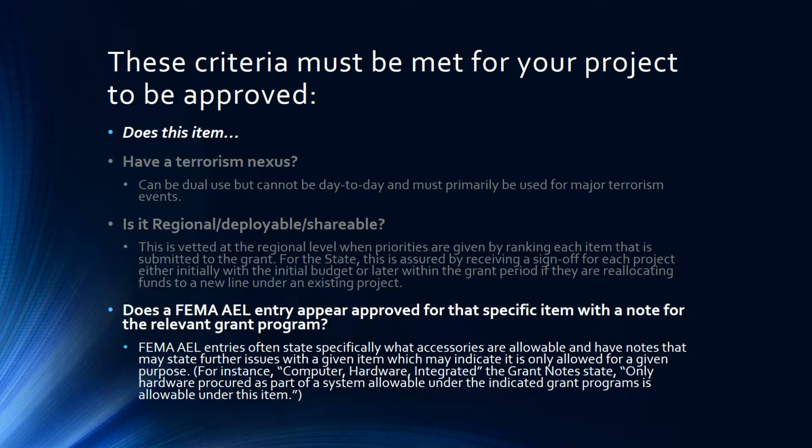Does a FEMA AEL entry appear approved for that specific item with a note for the relevant grant program? FEMA AEL entries often state specifically what accessories are allowable and have notes that may state further issues with a given item, which may indicate it is only allowed for a given purpose. For instance, computer hardware integrated on the AEL states only hardware procured as part of a system allowable under the indicated grant programs is allowable under this item.